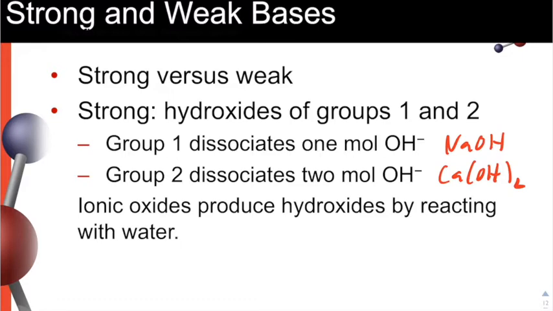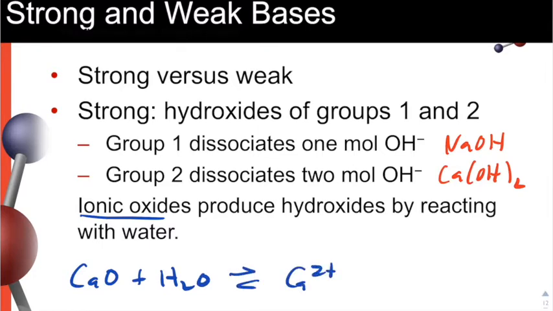Also, some species, when you look at them, you might not think of them as bases because you don't see a hydroxide there. But your ionic oxides can produce hydroxides by reacting with water. So what we'll do is react this calcium oxide with water to form calcium 2 plus ions plus 2 OH minus. And that's how the base is produced here, but you don't actually see the hydroxide in the original formula. So looking at this, you might say, well, no, that's not a base. It's important to understand the chemistry and what happens in the reactions once it's added to water.